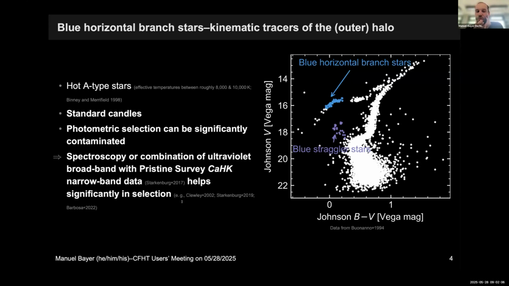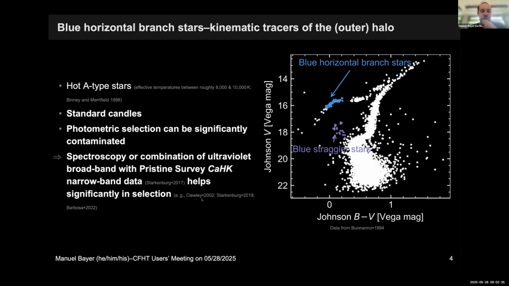There has also been a work within the Pristine survey, and I'm referencing back to Nicolas Martin's talk on Monday about the Pristine survey, where we can use a combination of the narrowband photometry in calcium HK with broadband photometry like SDSS to identify blue horizontal branch stars. And there it's also really the near ultraviolet photometry that might be useful, because there we have this Balmer break.